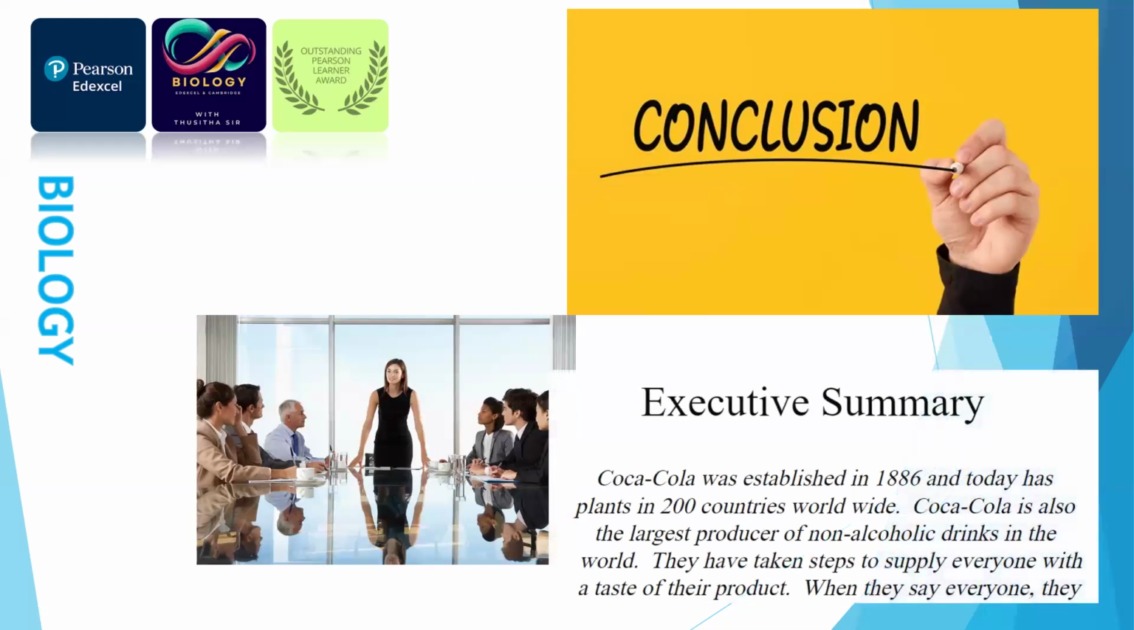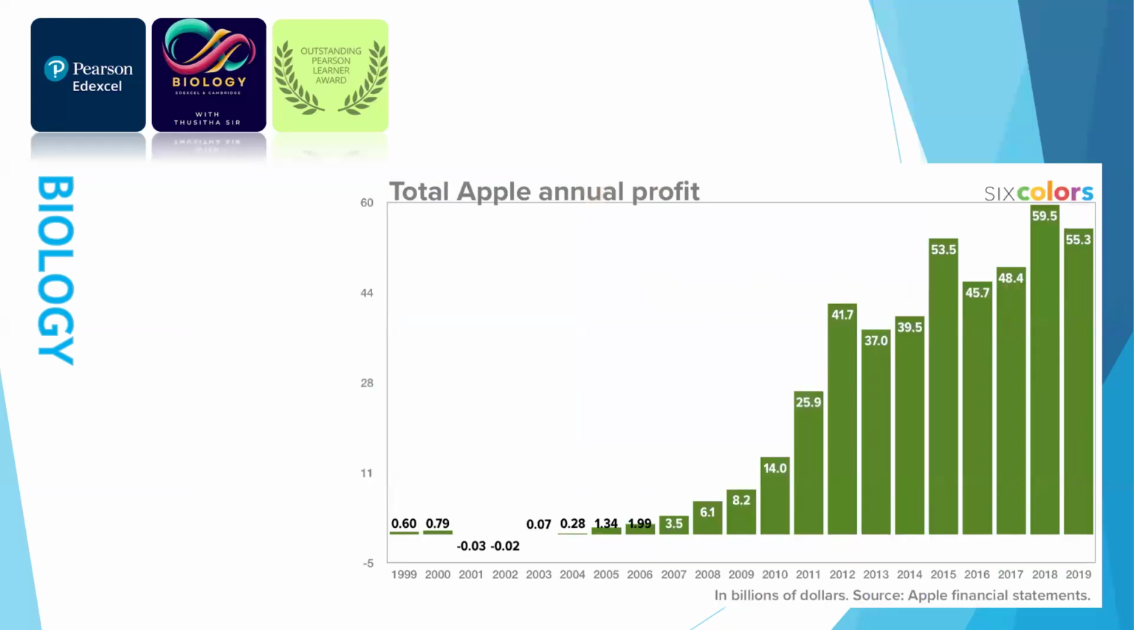For example, if you write the Coca-Cola executive summary, established this long ago, operating in 200 countries, everybody likes it. Or take Apple's company profit, you make it in 1 graph. You can complete everything in one minute. This is the profit we earned in 2019 and how it progressed. So this is a conclusion of everything.